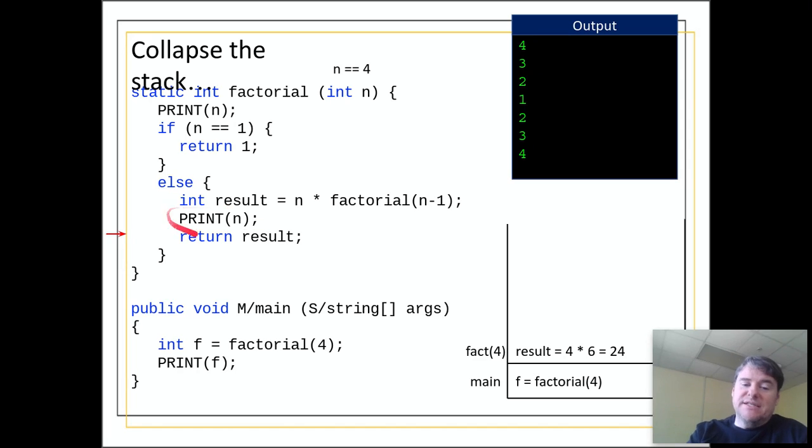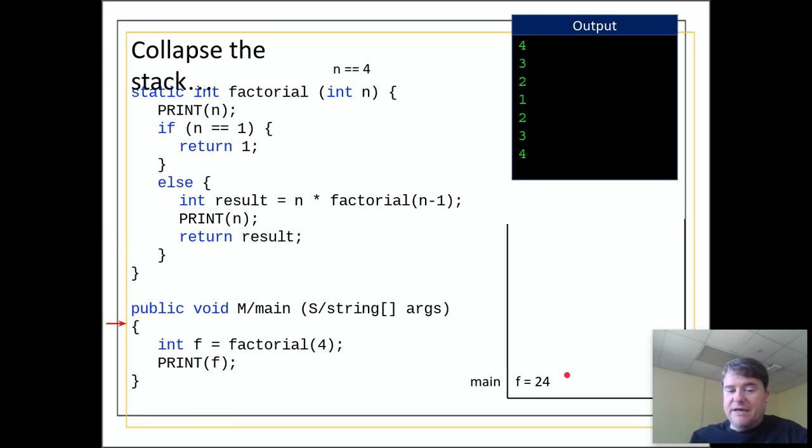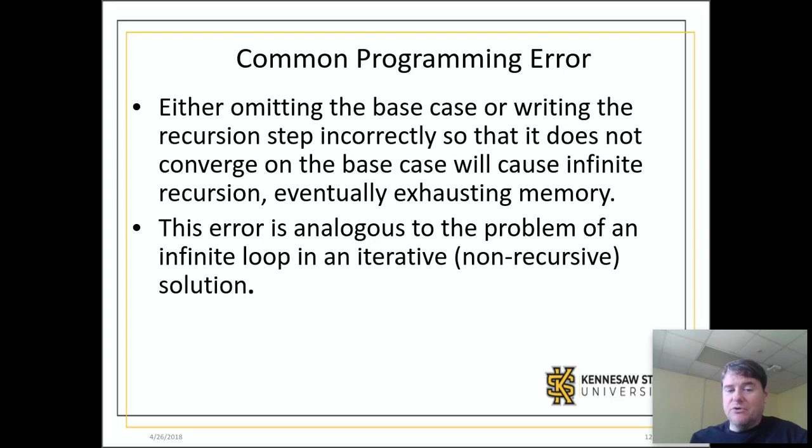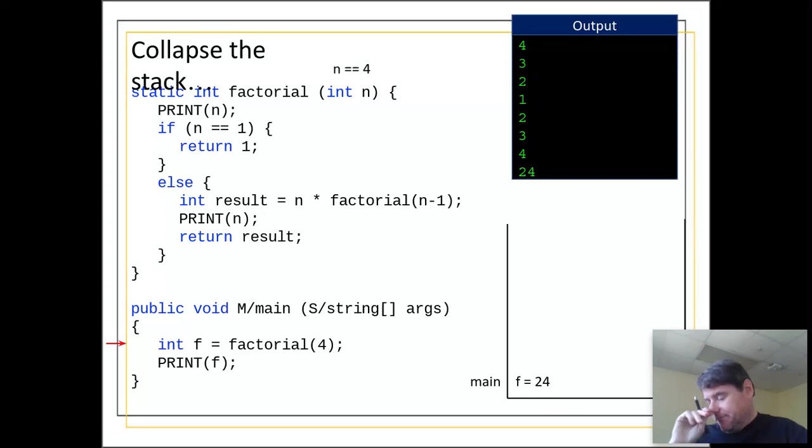Oh, this is printing n, it's not printing result. I'm sorry, that's why it's giving us the 1, 2, 3, 4. And so 24 is going to get filled into the bottom one, which was our call in main. And f is now equal to 24. That's where we left off. So it prints out the 24, and main is going to pop off the stack because main is now complete. Okay, so that's how it works when you go through things.